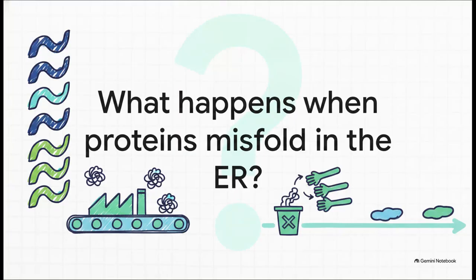So, what happens when the factory floor backs up, or a product is hopelessly defective? It's a critical, high-stakes question for the cell. What actually happens when defective, misfolded proteins start piling up on the assembly line? A cell simply cannot allow defective proteins to enter the secretory pathway. Doing so would be disastrous for the whole organism. It needs a way to catch these errors immediately.